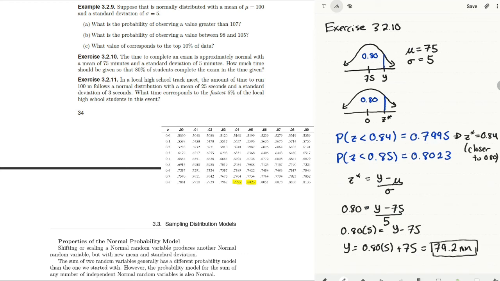And so 79.2 minutes should be given in order for 80% of students to complete the exam.